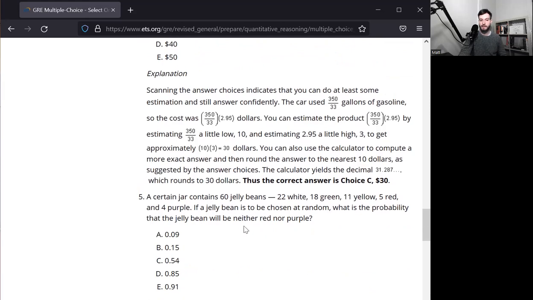All right, let's try this next one. Before you start, I do want to say that any probability problem is usually the desired outcomes over the total possible outcomes. All right. So we have 60 jelly beans, and then a bunch of them in different colors. If I were to choose one of them at random, what is the probability of it neither being red nor purple? So pause if you need.